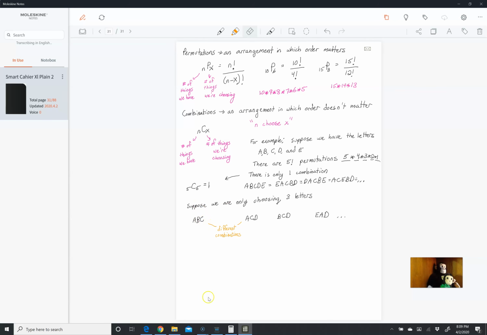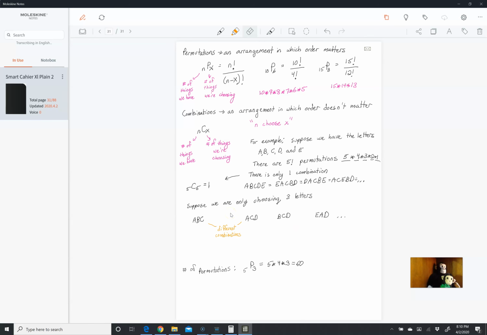If we were talking about permutations, so for the number of permutations, we have 5 things. We're choosing 3 of them. So that tells us that we have 5 times 4 times 3, or 60 permutations. Notice we didn't write out all 60. We just wrote out 4 of them.